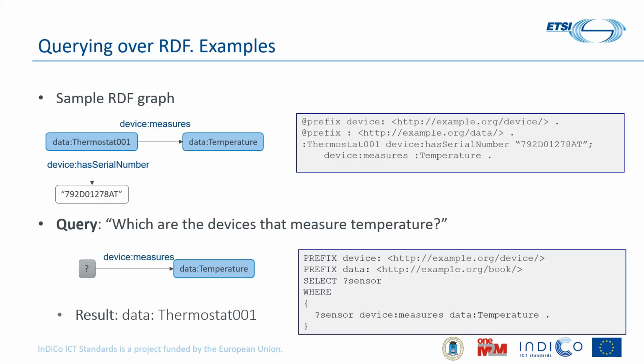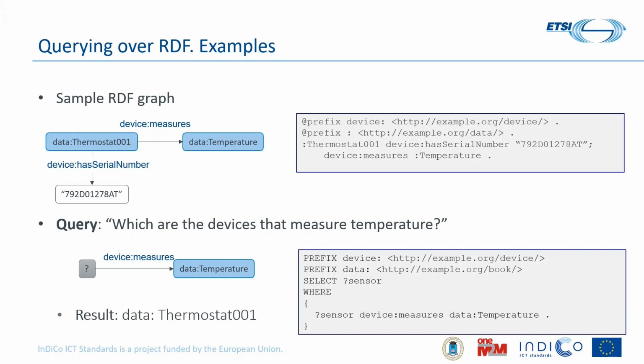So as an example of querying over RDF, we can have the sample RDF graph that is in the slide. This sample RDF graph includes an instance, thermostat 001, that measures a temperature and that has a serial number. The code on the right side of the slide shows the RDF data using Turtle syntax that represents this RDF graph. So if we have this RDF graph, we can execute queries.